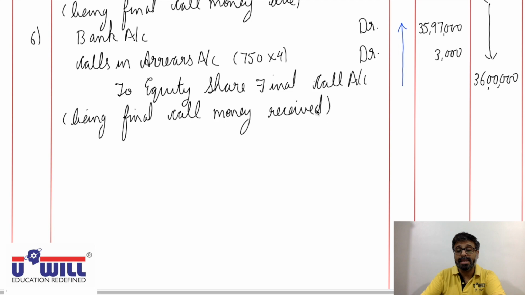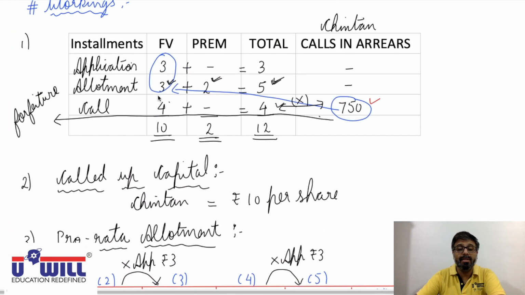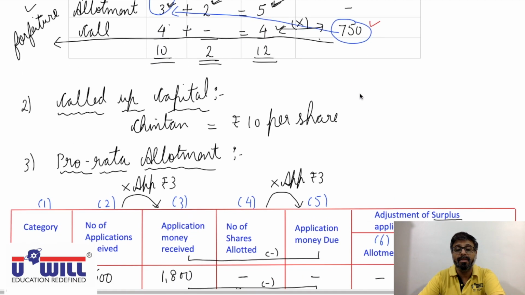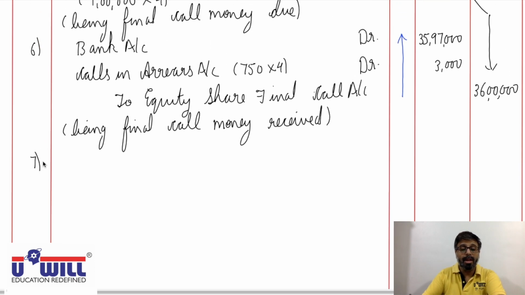So the basic 6 entries are done, including the pro rata concept. Now after the final call, there is forfeiture of the shares of Chintan. Since he did not pay the final call money, his shares are forfeited. Now what is the forfeiture entry? 2 accounts debit, 2 accounts credit. Do you all remember? Yes, otherwise turn the pages and recollect it.